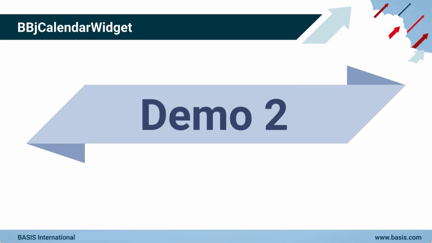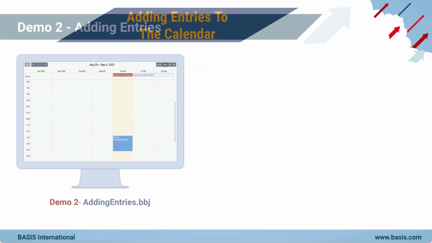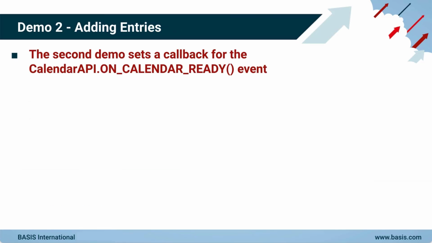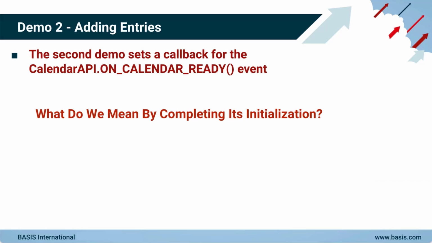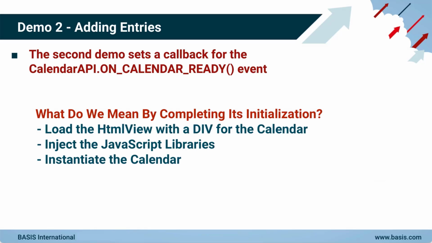Demo 2. The second demo builds on the first by adding entries to the calendar, but it must first set a callback so that it's notified when the calendar widget has completed its initialization and is ready for interaction. What exactly do we mean by completing its initialization? Recall that in the TechOn 17 demo, we had to load the HTML view with a div for the calendar, inject the JavaScript libraries, and then instantiate the calendar.